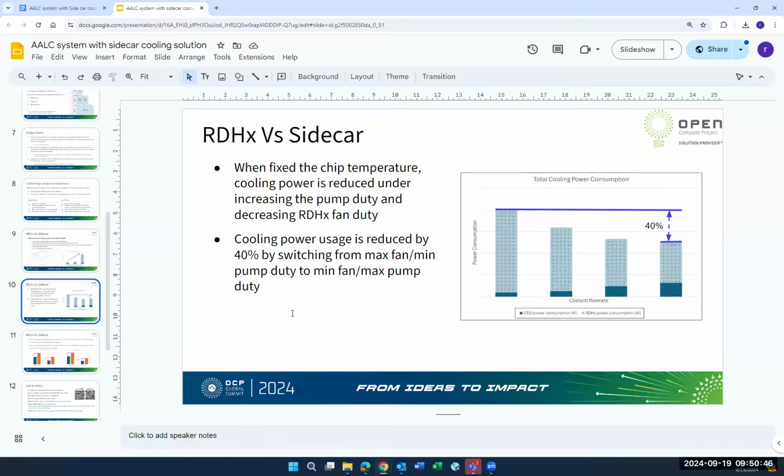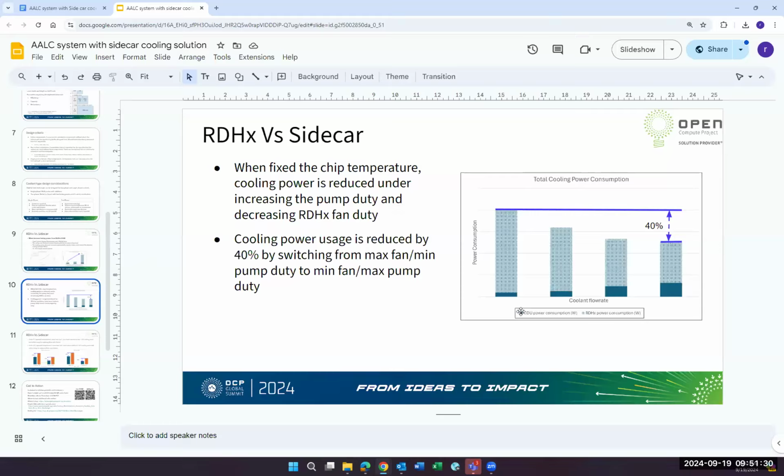Even if we increase the pump duty to the maximum power, to minimize the power consumption, all we can do is maximize the pump power and lower the fan power.